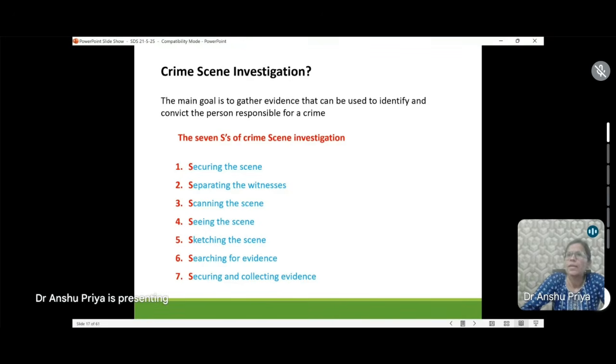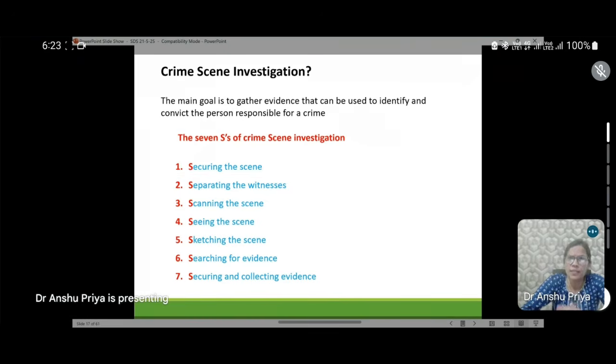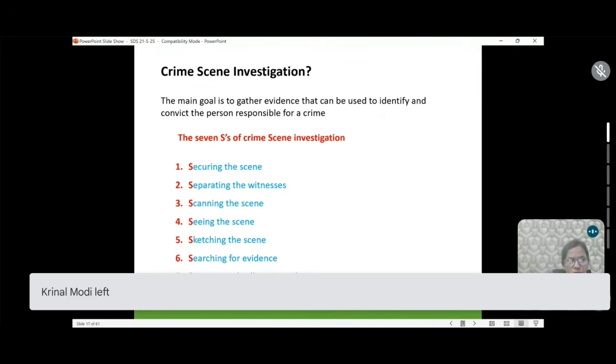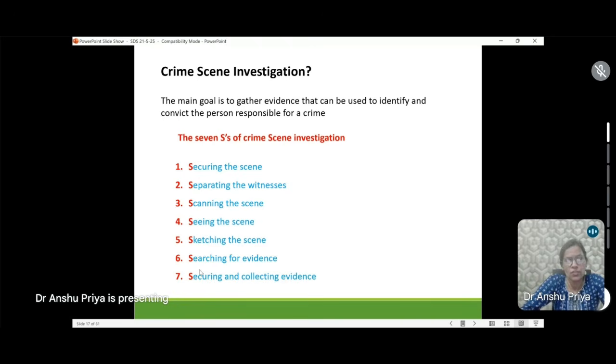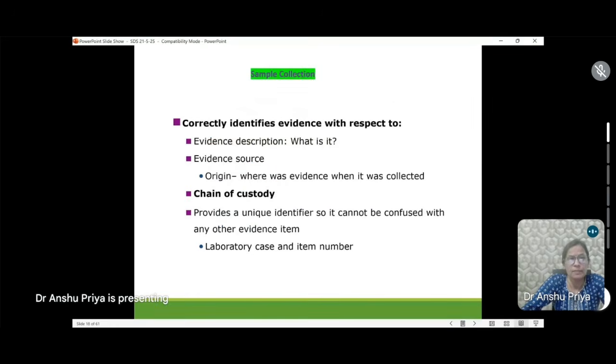So everything we collected from the crime scene. What is the purpose of crime scene investigation? To collect the evidence, and we have to follow the 7S during crime scene investigation. These are the 7S. First S, securing the scene. We have to secure the scene so there is no interruption. Separating the witness, scanning the scene, seeing the scene, sketching, searching for evidence, and then securing and collecting the evidence. All of this is done during the crime scene investigation.